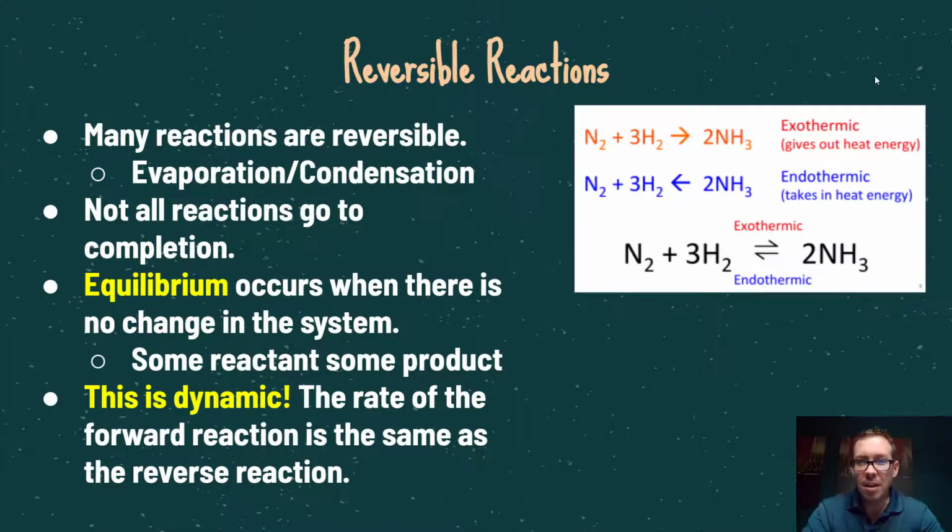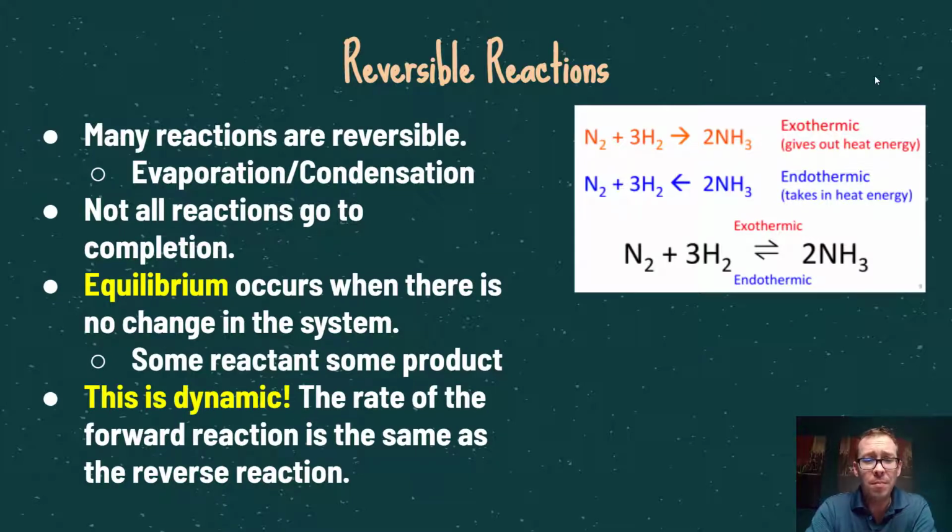Many of the reactions that we take a look at on a daily basis, we've drawn with a single arrow, but the reality is that they can go both ways. Many reactions are reversible. Even think about the concept of evaporation and condensation. To make the reaction go the opposite direction, we just need to alter the temperature or the pressure at which the chemical reaction is taking place, and we can get evaporation or we can get condensation. So not all reactions go to completion. In fact, very few of them do.